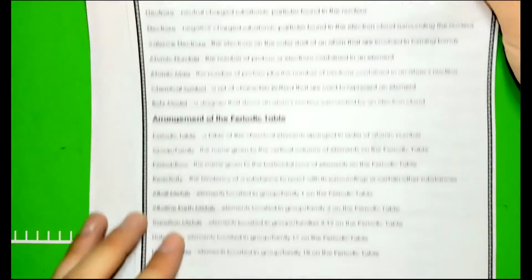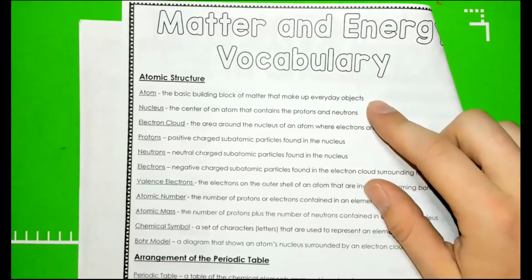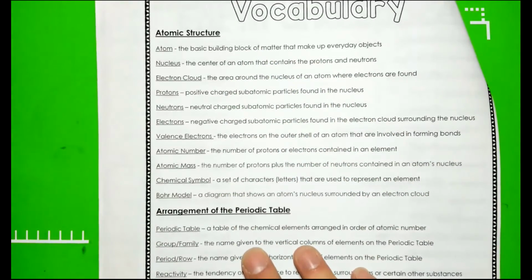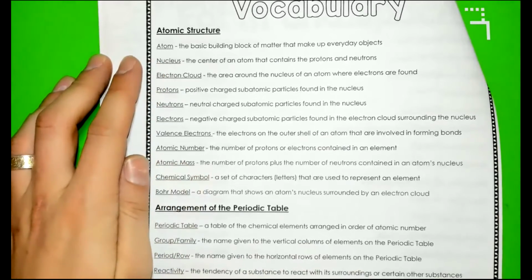So we're going to be starting on page 6 today. It's the matter energy vocabulary. And so we're going to be going through these vocabulary words and pulling up some important ones on the screen here, okay? So first we're going to start with our atomic structure, right?